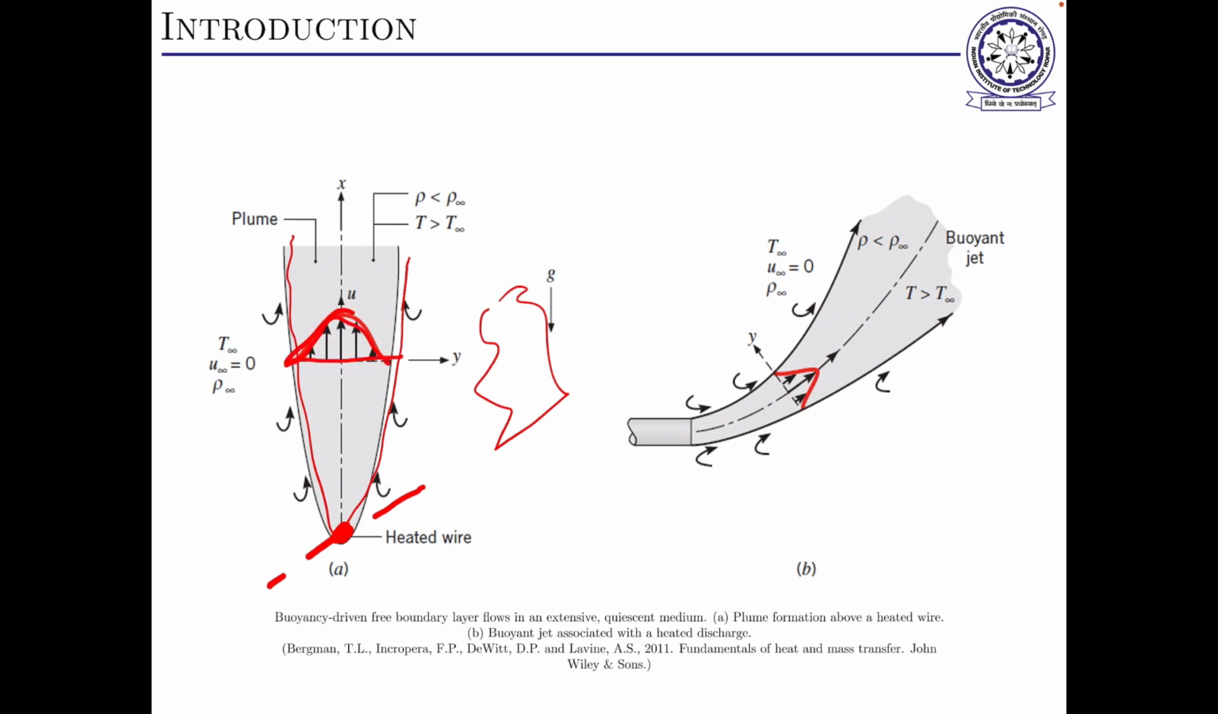Another example is, if you are in your garden and you have your pipe and you start watering plants, the water usually drops down because of gravity. But if a heated liquid is coming out of this tube, because of its lower density, this liquid will start to go up. This sort of setting is known as a buoyant jet. These are two examples in natural convection.